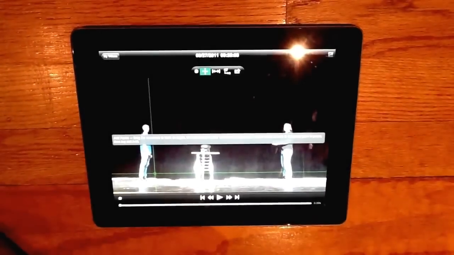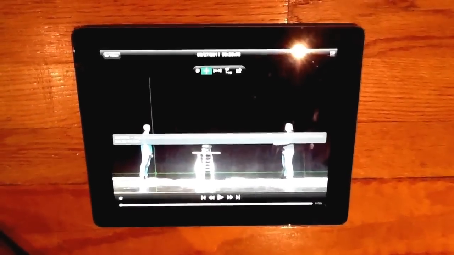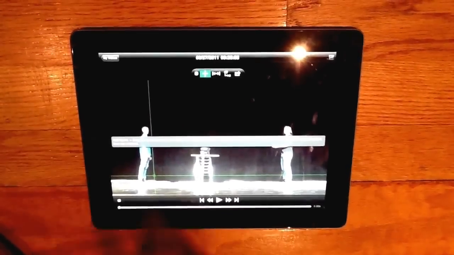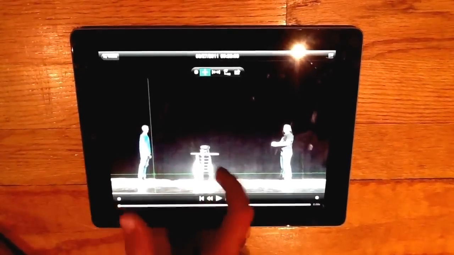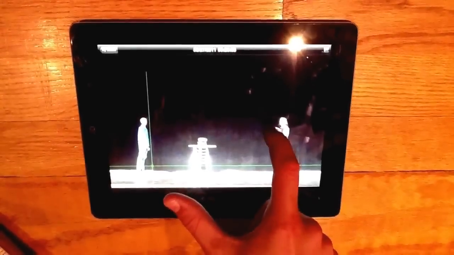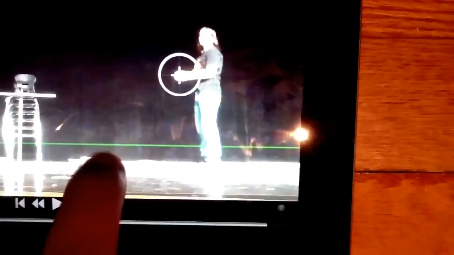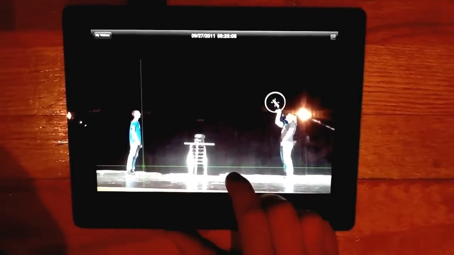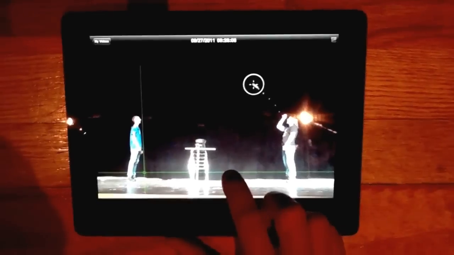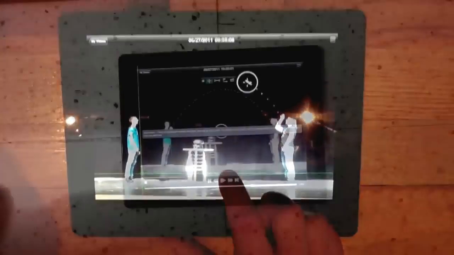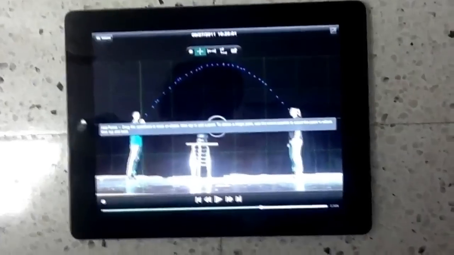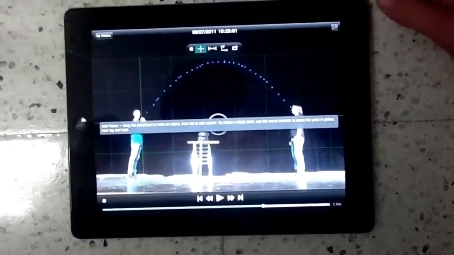Next, we're going to track the ball's progress. So, there are crosshairs, and we find the ball, and we tap. Now we're going to be doing this a lot. Find the ball, and then tap. And continue to do this for the entire motion. Now that we've set the points and played it through, we're going to set the axis.